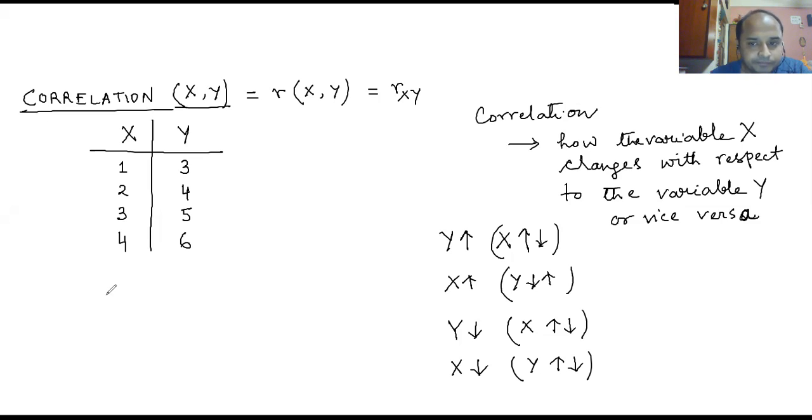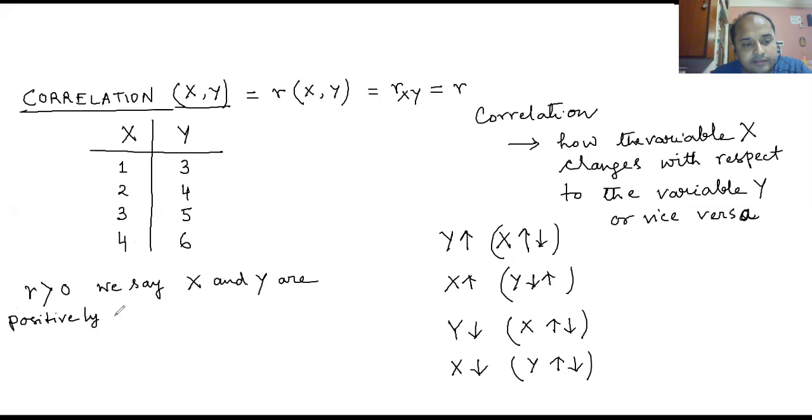So in the next page, I'm going to show you how to calculate the correlation between capital X and capital Y. The correlation between the two variables is sometimes denoted by simple R only. So if the value of R is greater than 0, we say X and Y are positively correlated.